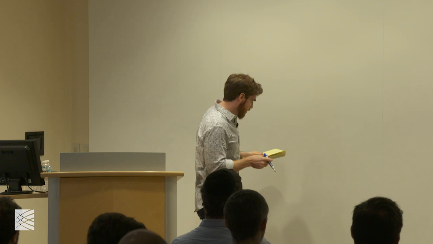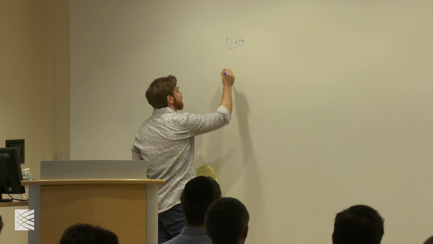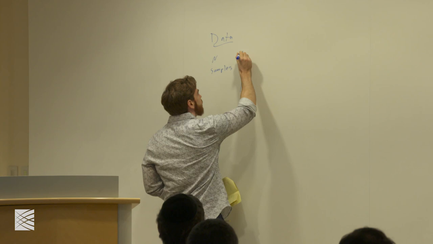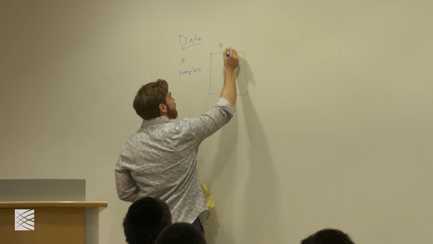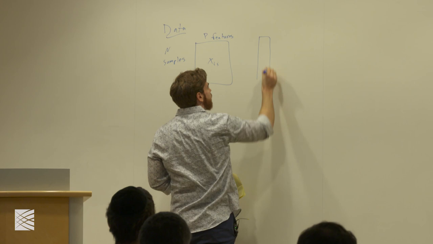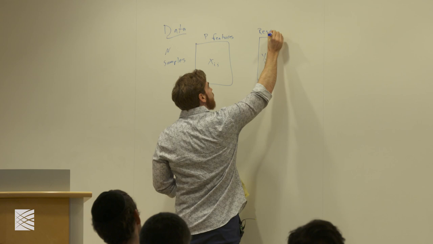So, start with your data. Let's imagine we have some matrix X_ij, where we have n samples and p features. And then we have a response vector.